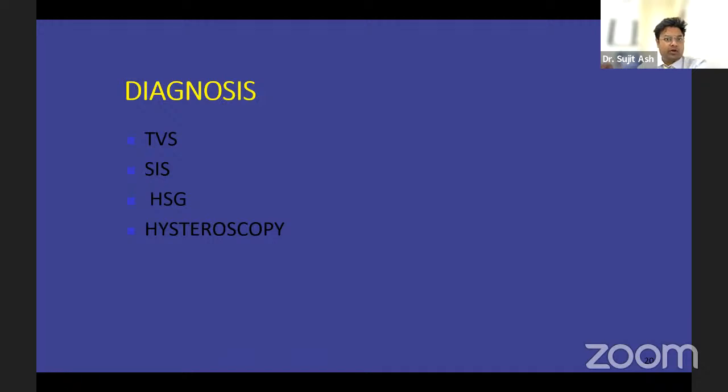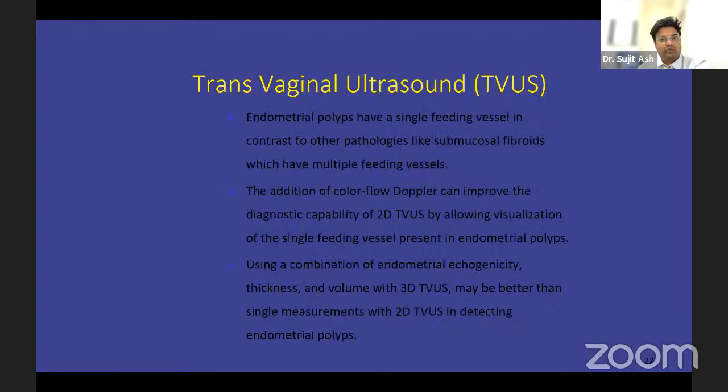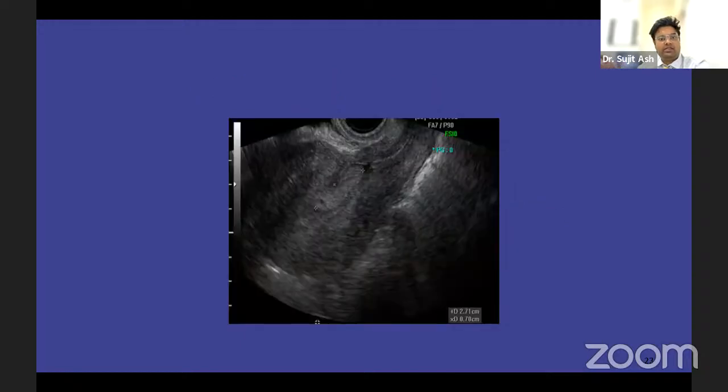So how will you diagnose the polyp? Firstly, it's either TVS or saline infusion sonography or HSG or hysteroscopy. TVS can form the mainstay of diagnosis. Always ask for a polyp check between the 10th and 14th day of the period, so that you can find the polyp properly. If you do it in the later half, your lining itself will start becoming thicker, and in the initial half, the patient is bleeding. So always better would be between 10 to 14 days of the cycle. In this picture, you can nicely see a small polyp in the endometrial cavity.